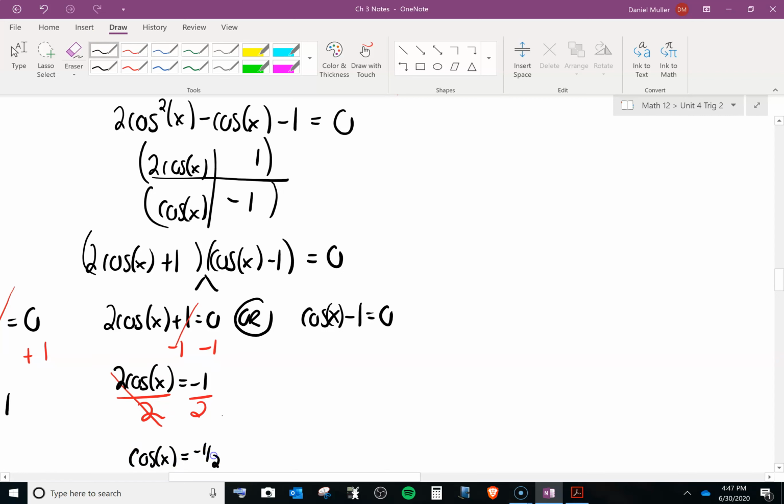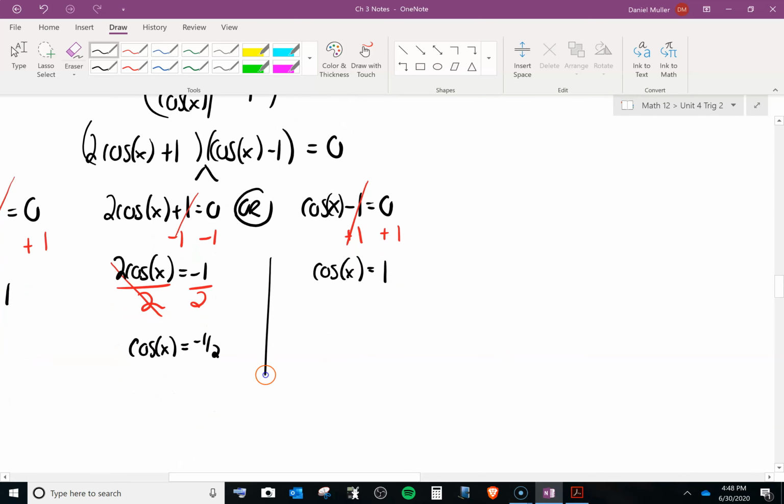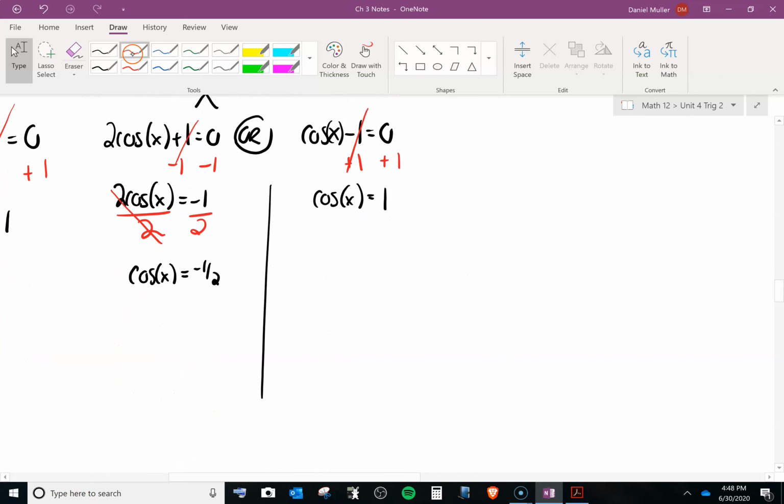And on the other one, you can just move over the 1. Like I said, usually one of them requires moving over a couple of things and it's a little bit more involved. The other one's pretty simple, straightforward. So I've got two things to solve. The first one here is the one that's a little bit more involved. It's one where cos of x equals negative a half.